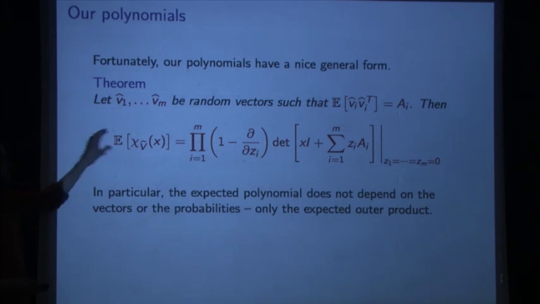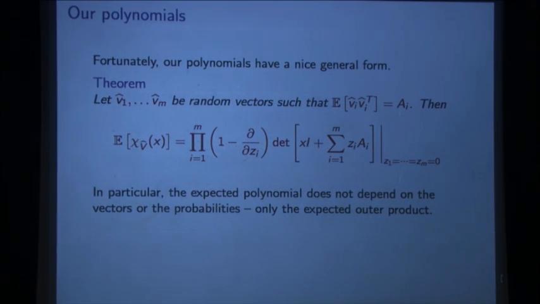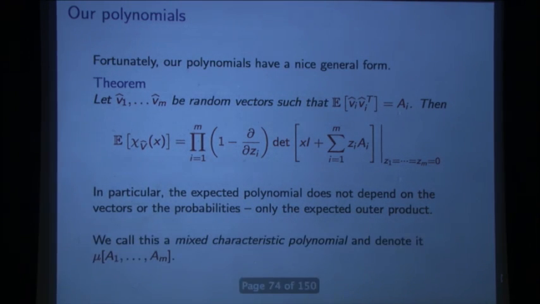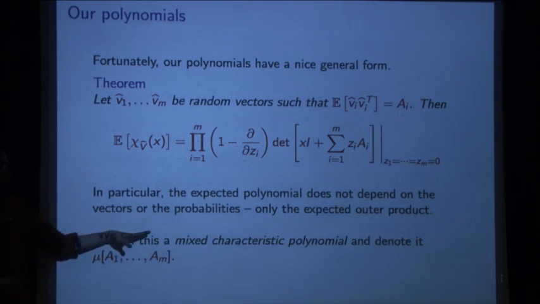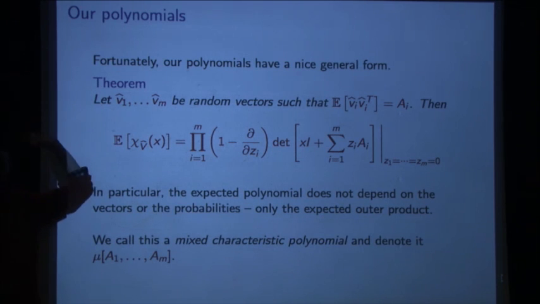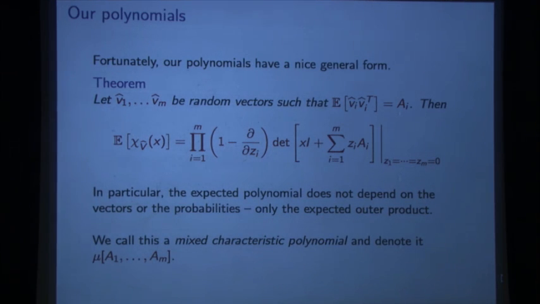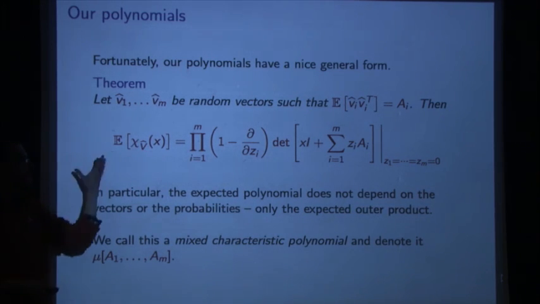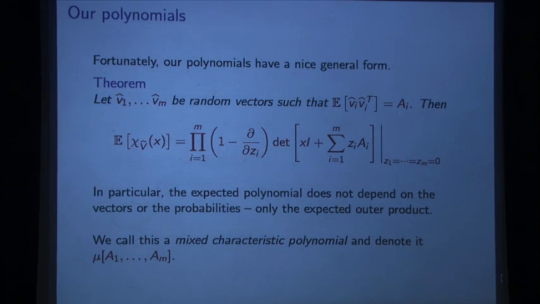And one thing to notice is that the expected polynomial does not depend on the vectors, and it does not depend on the probabilities. It only depends on the expected outer products. And for that reason, we call this a mixed characteristic polynomial and denote it this way to remind you that the original probability distributions really make no difference. It's only these expected outer products. Essentially, because of the independence, the expectation factors in.